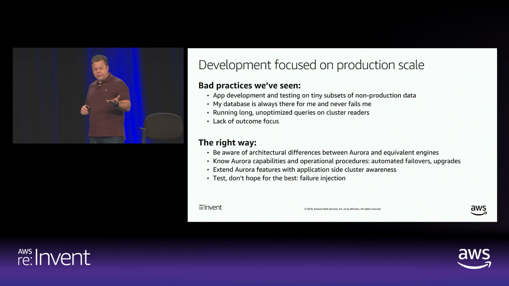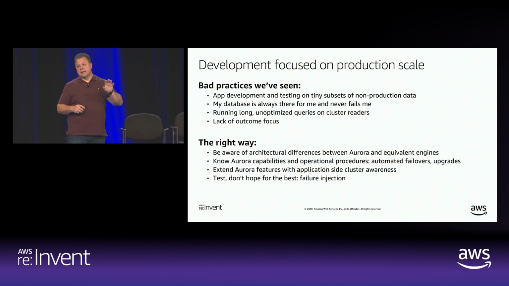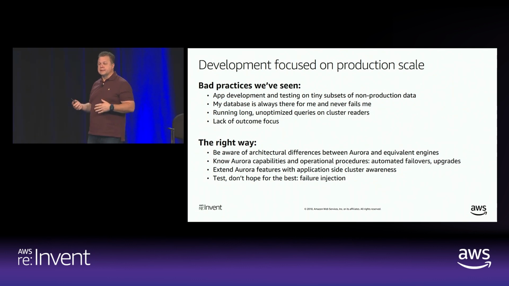You want to know about the Aurora capabilities and operational procedures, the automated failovers and upgrades, how that all works, understanding what it looks like during a failover and how best to architect for that, right? And then extending Aurora features with application-side cluster awareness. Again, understanding that you have a single writer and then 0 to 15 readers, and understanding during that failover process which one is which and how to determine what those are, and using tools, if possible, that are aware of those differences. And again, test, don't hope for the best.